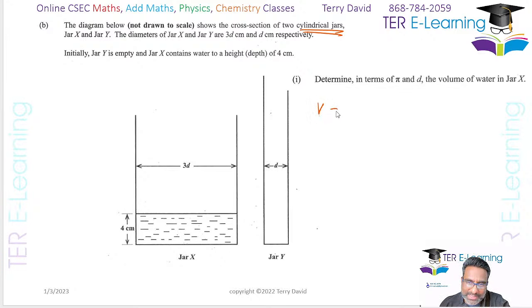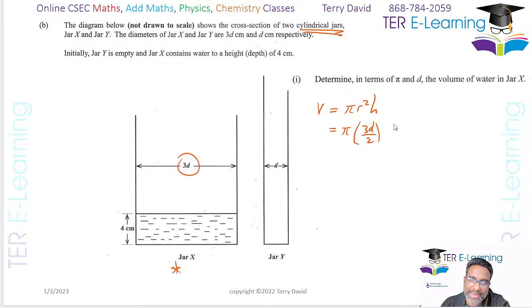So we're talking about a cylinder. So volume is pi r squared H. You all need to know that formula. It's not given to you in the exam, so you need to know it. So it's going to be pi multiplied by, we're talking about the first jar. Now this here is your diameter, so therefore the radius of this is going to be 3D over 2.